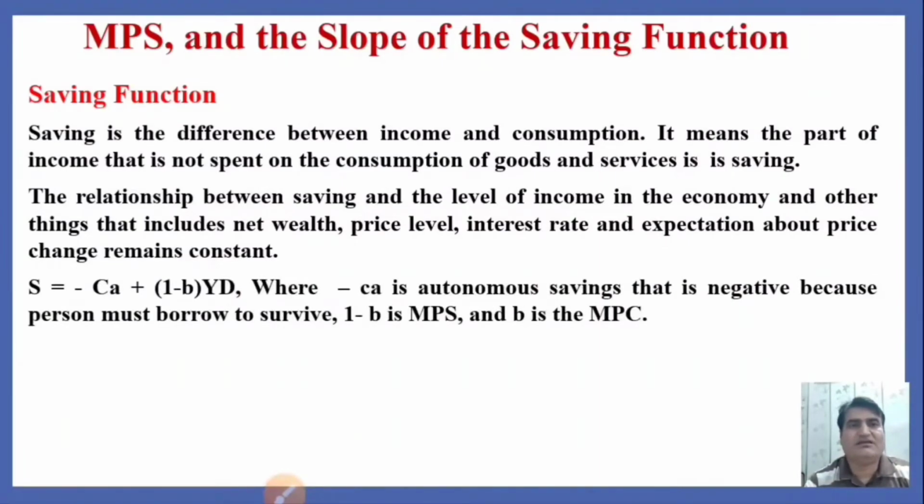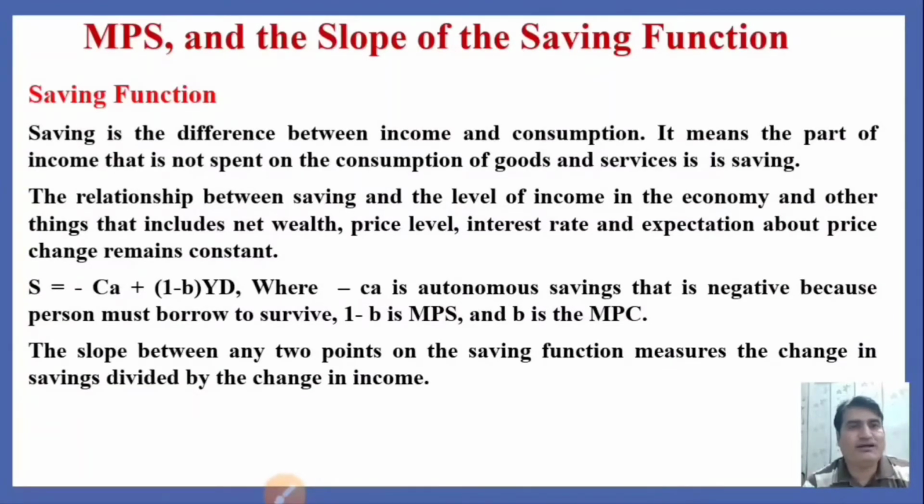The saving function is S = -CA + (1 - β)YD. -CA is autonomous saving, which is negative because a person must borrow to survive, and 1 - β is the marginal propensity to save, where β is the marginal propensity to consume. The slope between any 2 points on the saving function measures the change in saving divided by the change in income. So marginal propensity to save is equal to change in saving divided by change in disposable income. The delta represents change here.